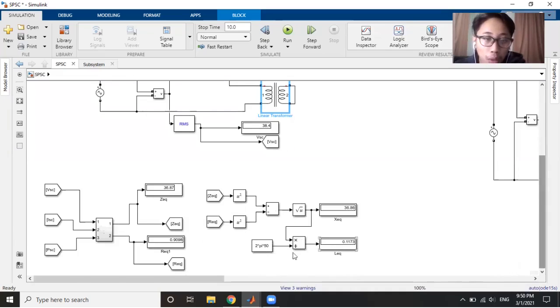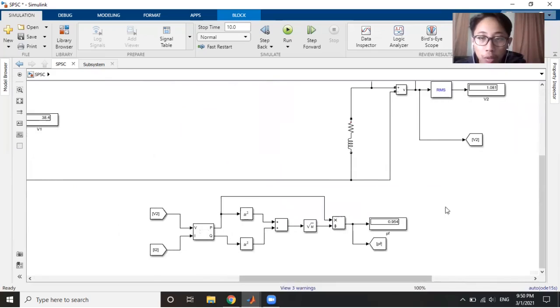Next, we have the Z equivalent. We use VSC, ISC, and PSC to figure out the Z equivalent and the R equivalent, which we can then use to figure out the X equivalent and the L equivalent.